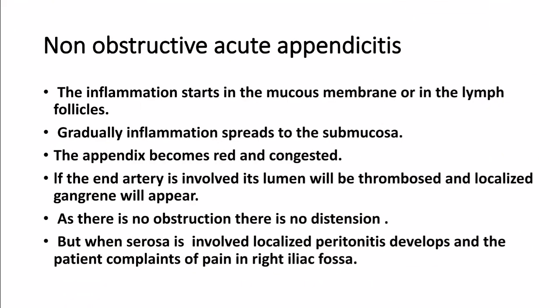Non-obstructive acute appendicitis. The inflammation starts in the mucous membrane or in the lymph follicles. Gradually, inflammation spreads to the submucosa. The appendix becomes red and congested. If the end artery is involved, its lumen will be thrombosed and localized gangrene will appear. As there is no obstruction, there is no distension. But when serosa is involved, localized peritonitis develops and the patient complains of pain in right iliac fossa.